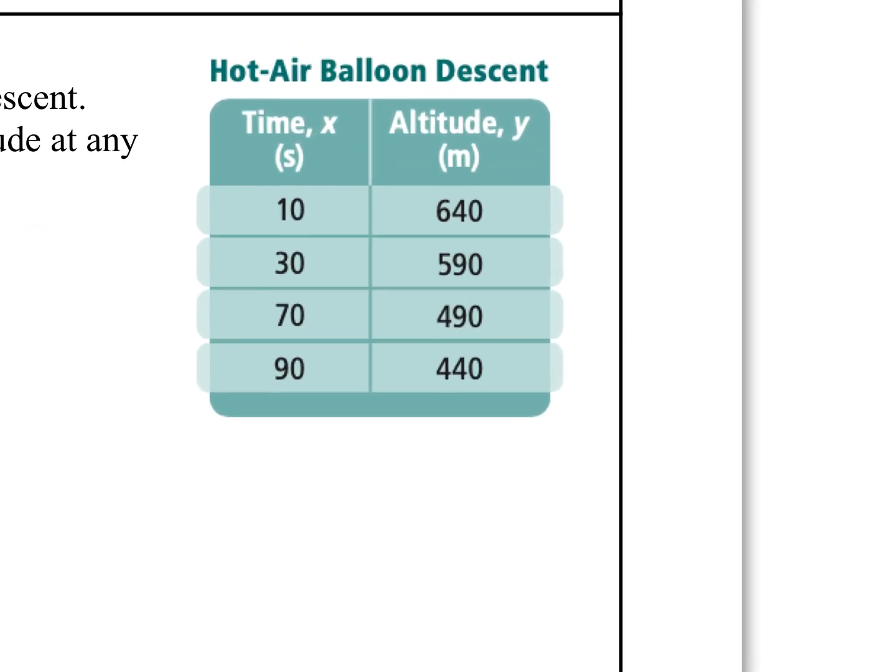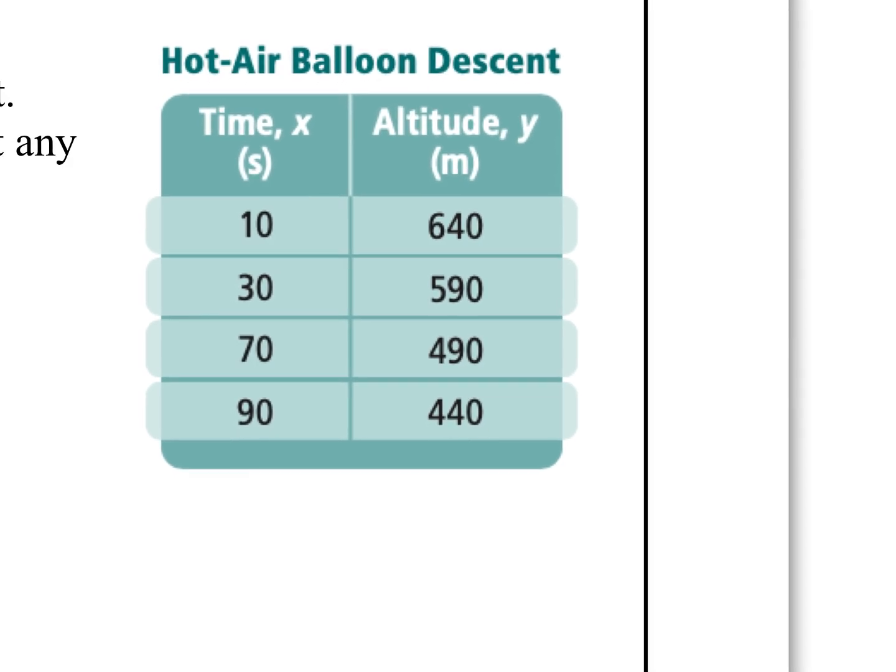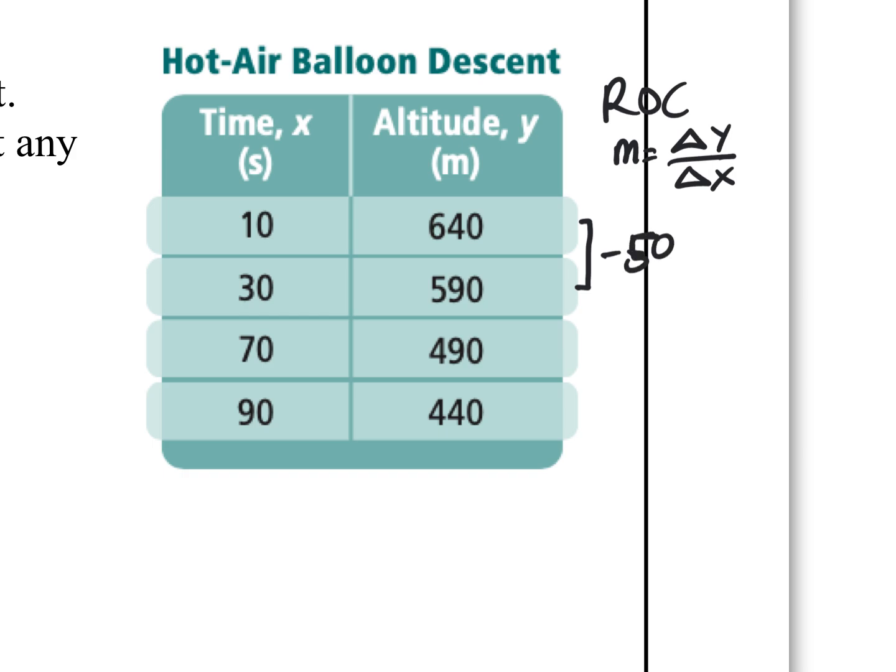Okay, so the first thing we're going to look at is the constant rate of change. Okay, the rate of change in x. Remember, your slope is going to be the change in y over the change in x. So let's look at it. The difference between 590 and 640 is going to give you negative 50. The difference from 490 to 590, it's going to give you 100. The difference from 440 to 490 is still going to give you negative 50.